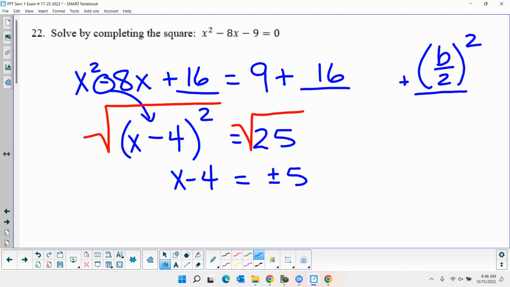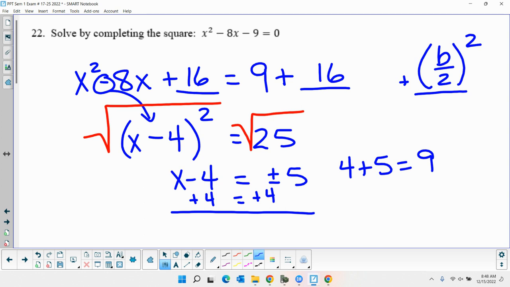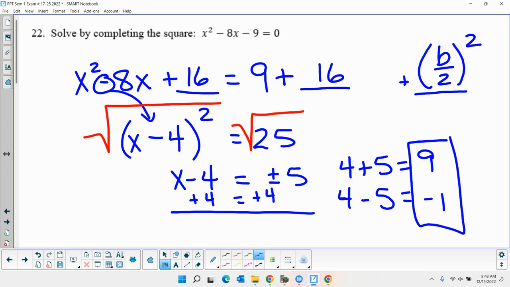No, you don't subtract it over. Yeah, you add it over. So you got 2 answers. Since these came out nice, you got 4 plus 5, which is 9, and you got 4 minus 5, which is -1. So this had 2 answers.